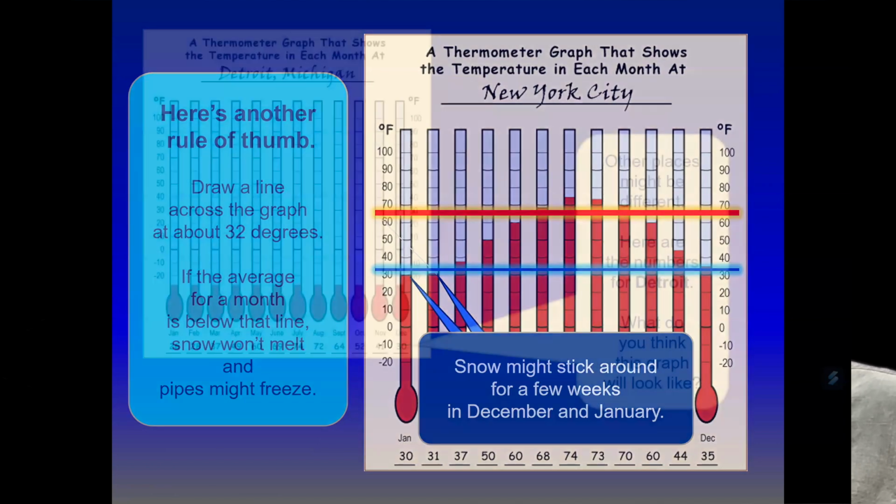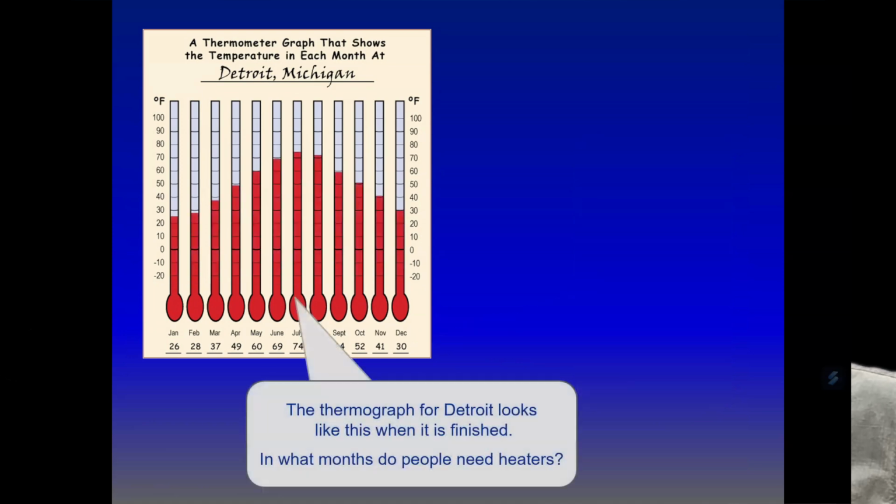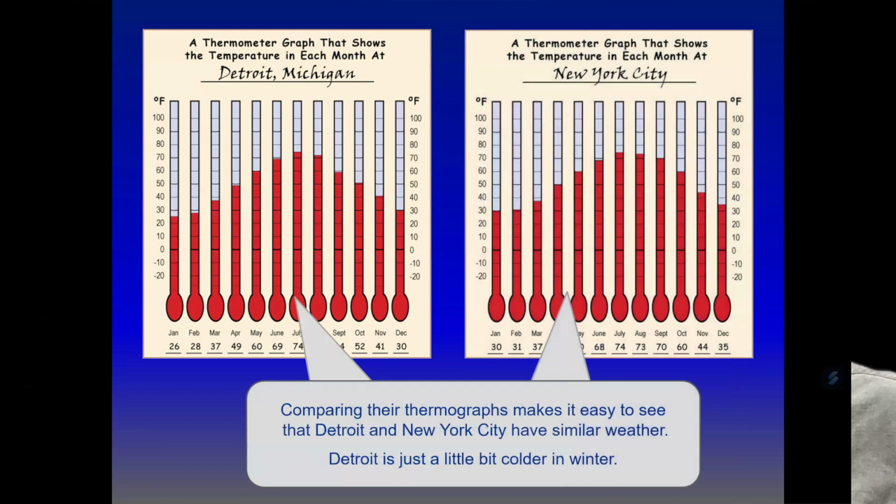Now, the whole point of a graph is to help you compare places. So we put down the numbers for Detroit. What do you think this graph is going to look like? And if you drew it, it looks something like that when you're done. You could ask the question, how many months are people likely to need heaters? How many months would they want air conditioners? How many months is snow going to be on the ground?